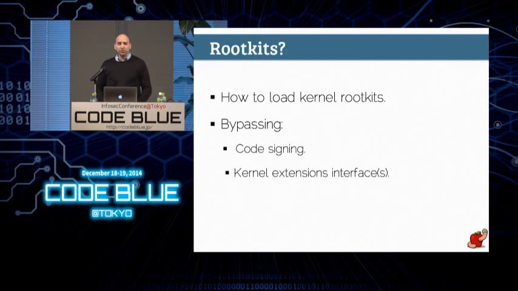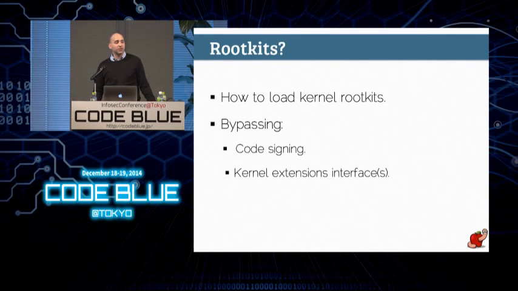The subject is how to load kernel rootkits. The part that I'm interested in is bypassing code signing, because now kernel extensions must have a code signature, and bypassing the kernel extension interfaces. So I want to load rootkits in ways that are not supported directly by the operating system. This is going to be very useful because, for example, you can use these techniques to load a remote rootkit from the internet without ever touching the hard disk. So forensics will have problems identifying if there is a rootkit on disk or not.